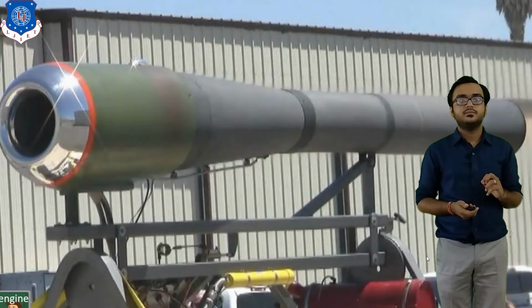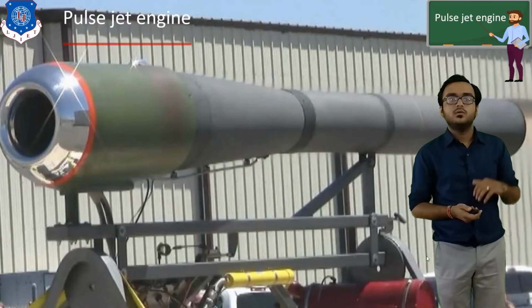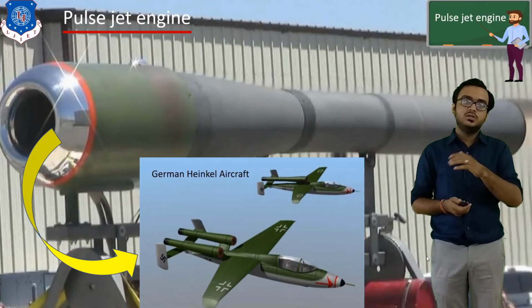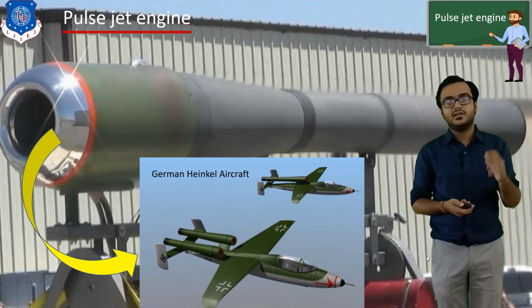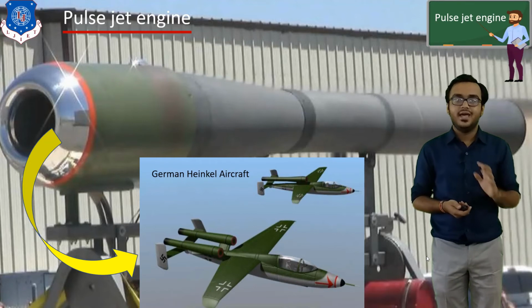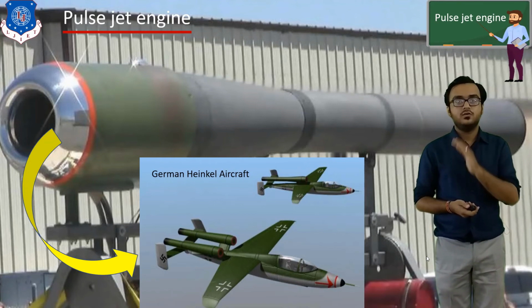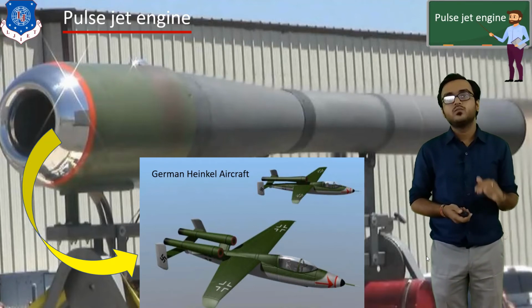Now in the next slide you can observe the practical application of a pulse jet engine. Here we have an aeroplane which uses the pulse jet engine, the German Henkel aircraft. Clear to all? So it is all about the pulse jet engine.